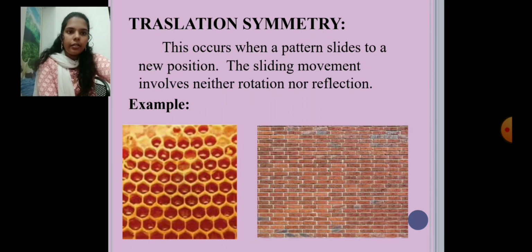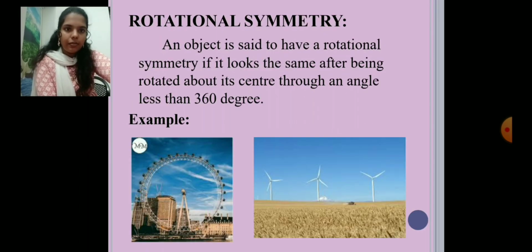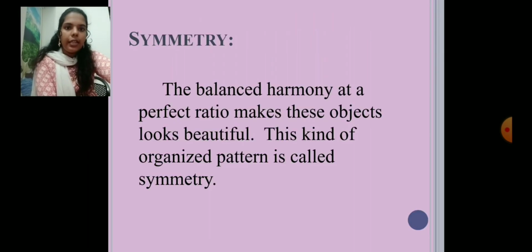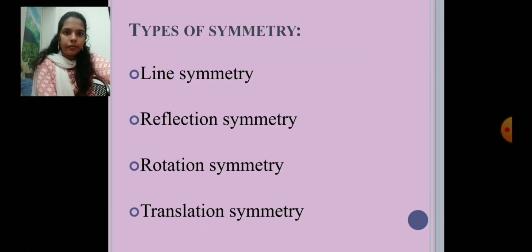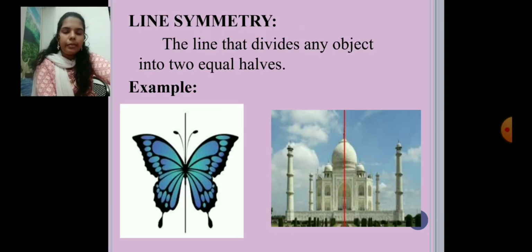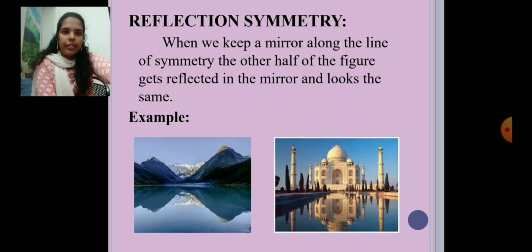We can recall from the first. Symmetry means the balanced harmony at a perfect ratio that makes objects look beautiful. This kind of organized pattern is called symmetry. There are two examples of symmetry in real life. Then there are four types of symmetry: line symmetry, reflection symmetry, rotational symmetry, and translational symmetry. Line symmetry means the line that divides any object into two equal halves. The second is reflection symmetry. When we keep a mirror along the line of symmetry, the other half of the figure gets reflected in the mirror and looks the same. This is known as reflection symmetry.